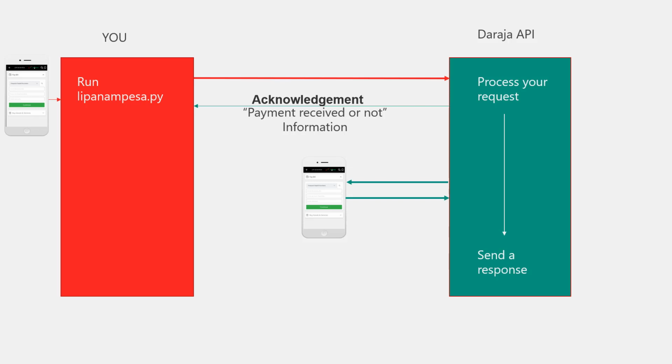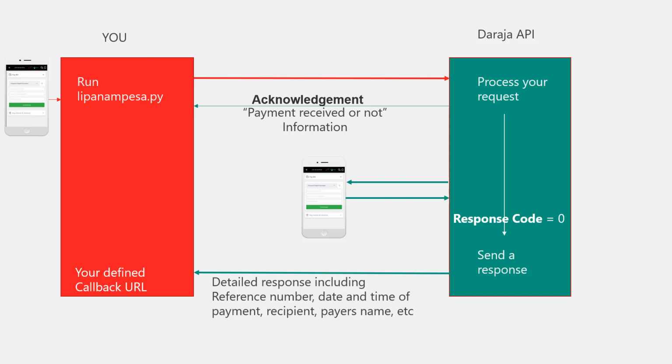After successfully putting in your PIN, this goes back to Daraja API, and that means you've accepted the payment, and it's going now to send you the final details on your callback URL, which as of now we don't have. And on this callback URL, you're going to receive a lot of detailed information about the reference number of the payment that you've just made, the date and time, who you've paid to, and what have you.